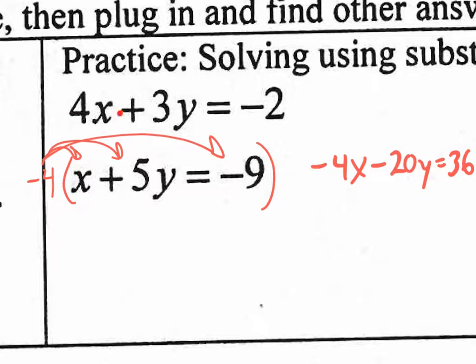So here's my new bottom modified equation. The top one I did not modify. So I'm going to leave it exactly the way it is. 4x plus 3y equals -2.